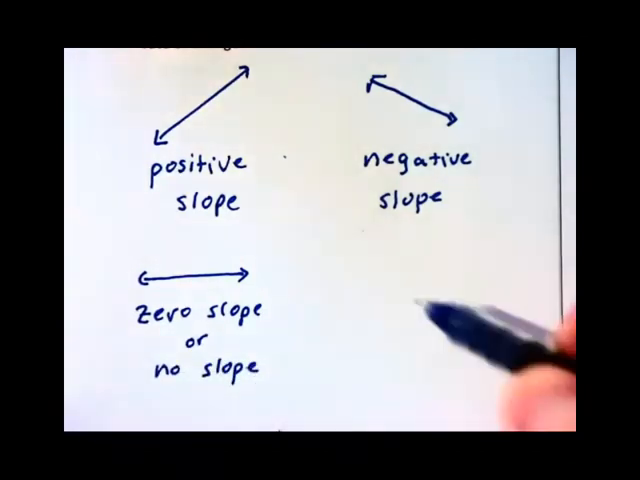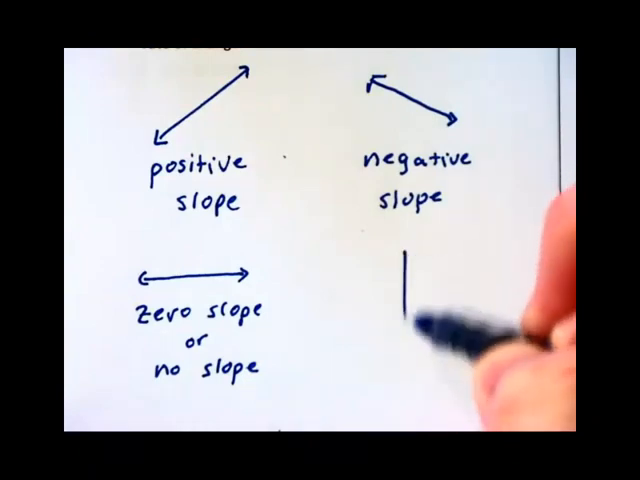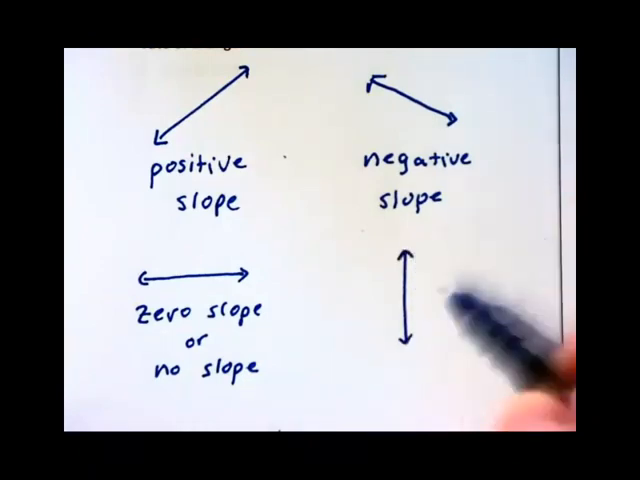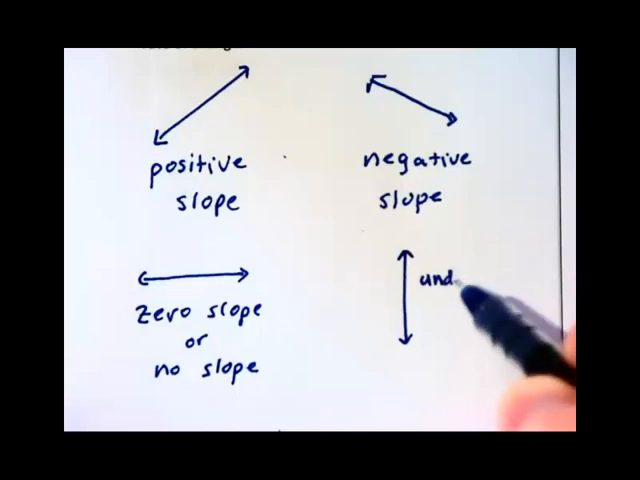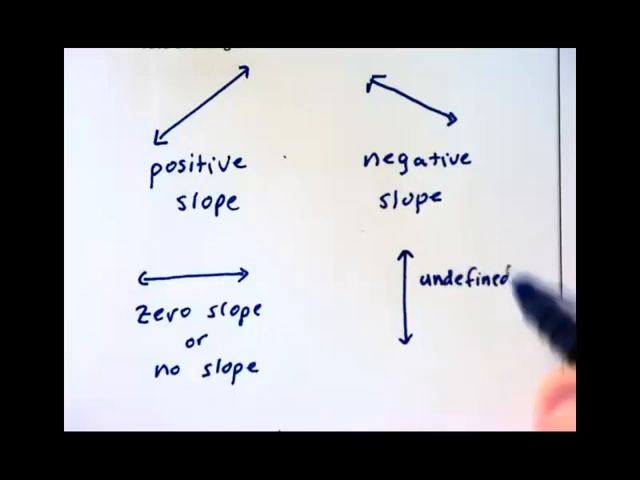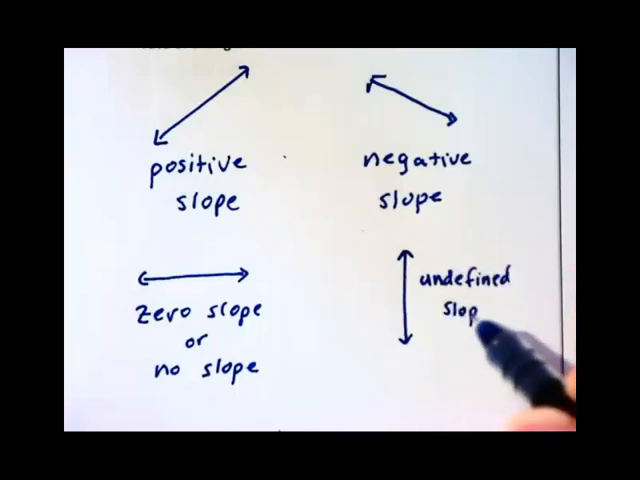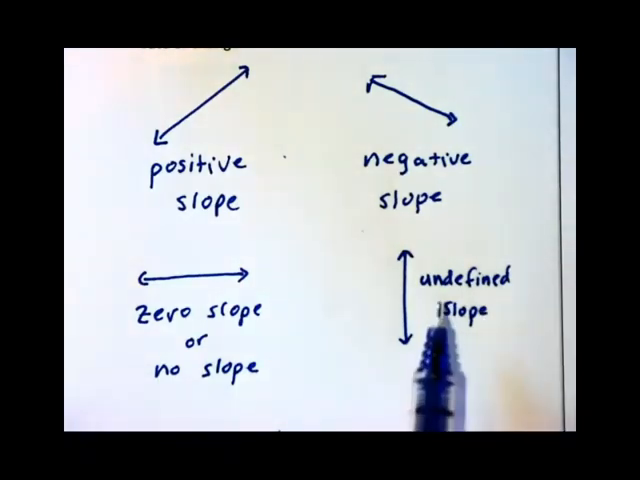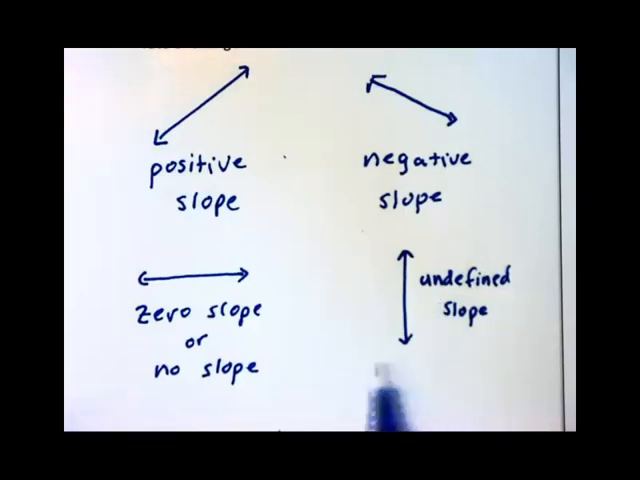In this fourth case, if we have a vertical line, then we use the word undefined and we say there is an undefined slope. Now there's one other place in mathematics that we refer to the word undefined, and that is when we are dividing by zero within a fraction. And you will see that there's a division by zero in fractions in this case also, and that's why that is the appropriate word to use in this case.